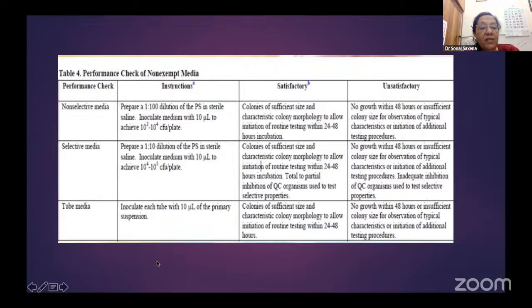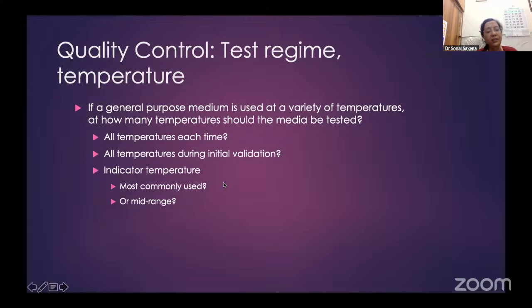Then non-selective media, you prepare a 1 is to 100 dilution of the phosphate saline in a sterile saline, and you inoculate the media, whatever media you're using, and you look at the colony morphology and allow them to incubate for 24 to 48 hours. Now comes your issue.